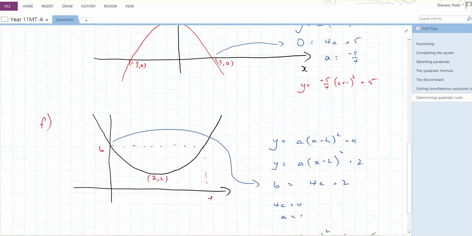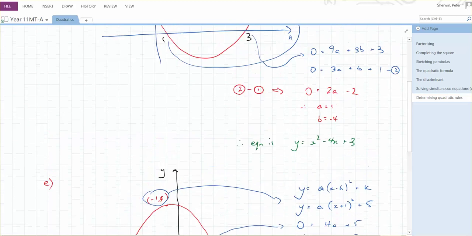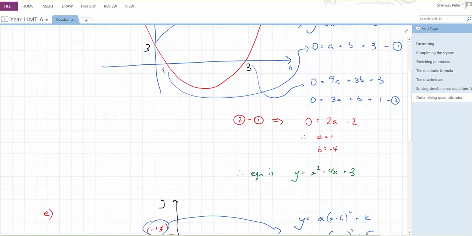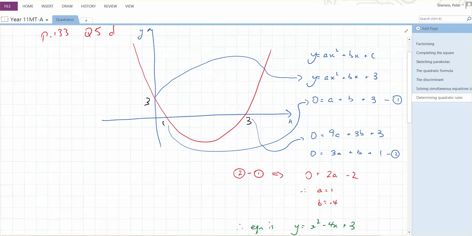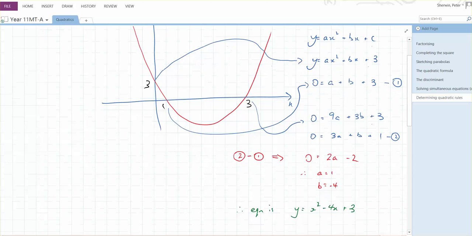So that's using the vertex form. If you have the vertex, it's quite easy. If you don't have the vertex, then substitute in points, with a starting value where c becomes your y-intercept. Hopefully you've got that, and you've always got some other points that you can use to create simultaneous equations in order to find out your a's and b's.